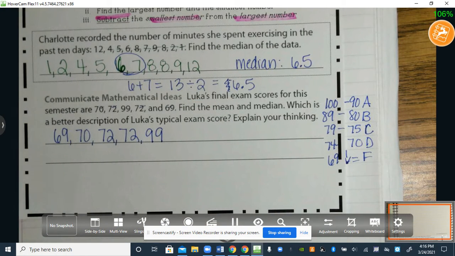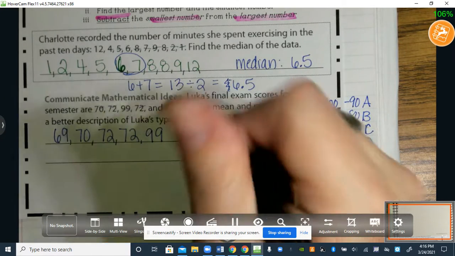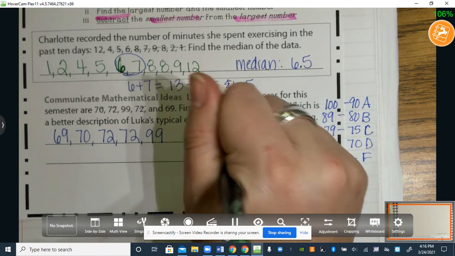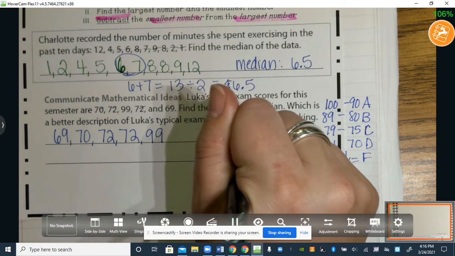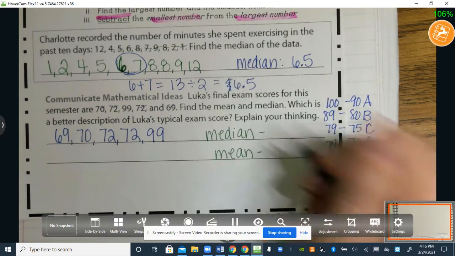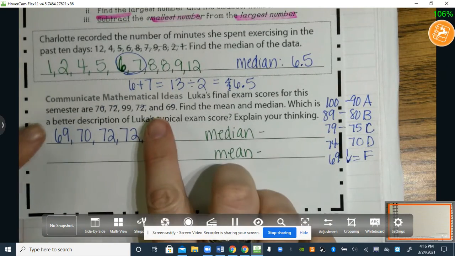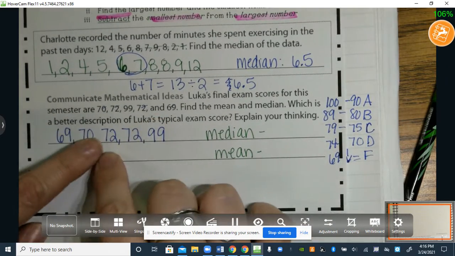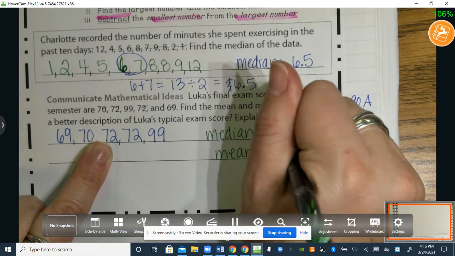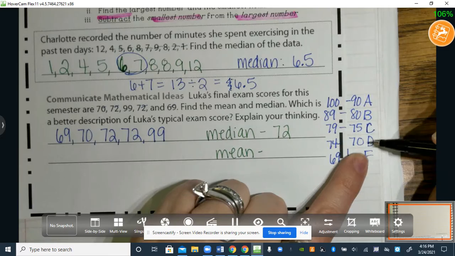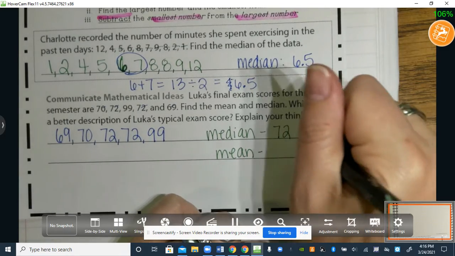Okay, so the first one I always like to do is median because it's a pretty simple one to find. I like to do the easiest ones first, and then the more difficult ones at the end. So my median, I'm looking for the one that's in the middle. So the median would be a 72, which would be a letter grade of a D.